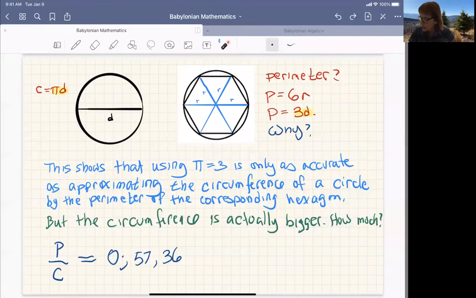So if going from here to here is the diameter of the circle, then halfway is the radius of the circle. That's why I use the letter R, because it's the same as the radius of the circle. Now the question is, what is the perimeter of this hexagon? Well, here's a trick.